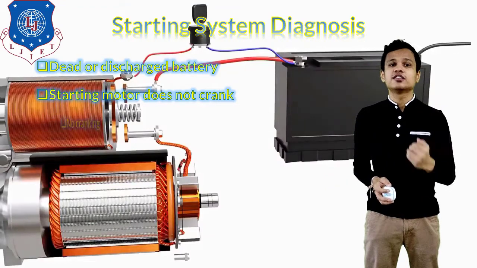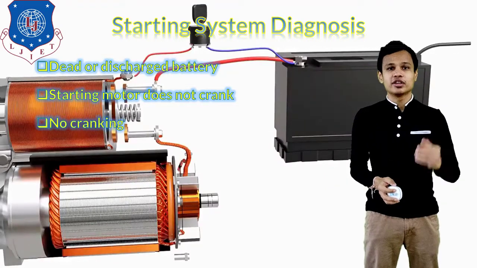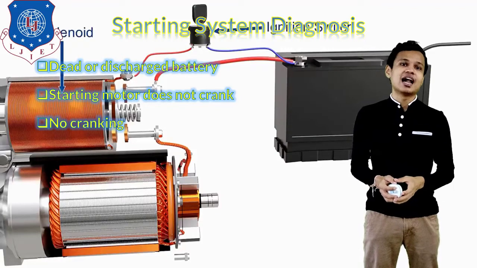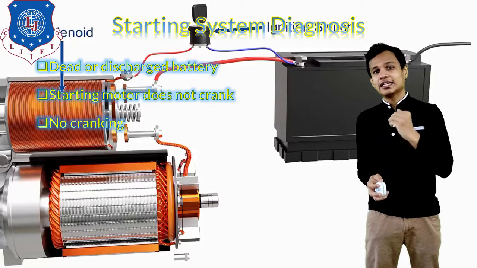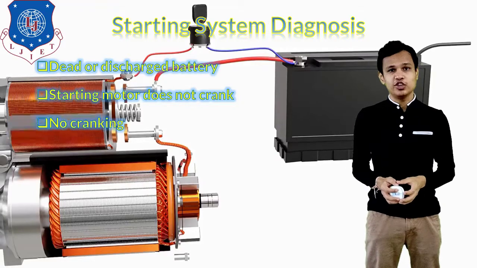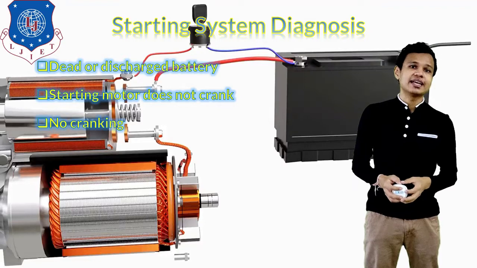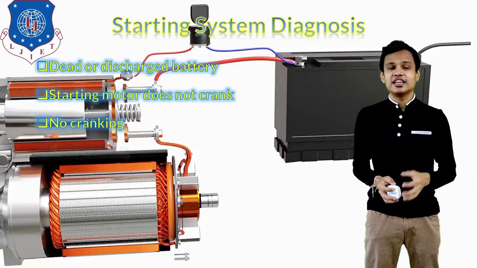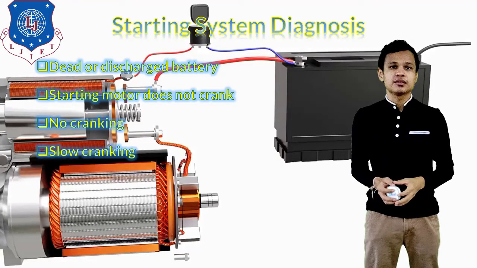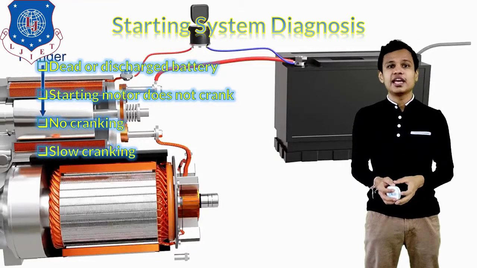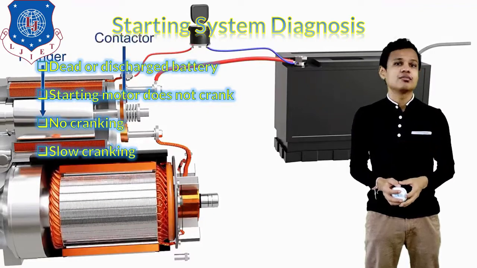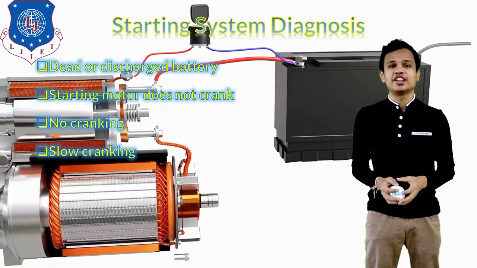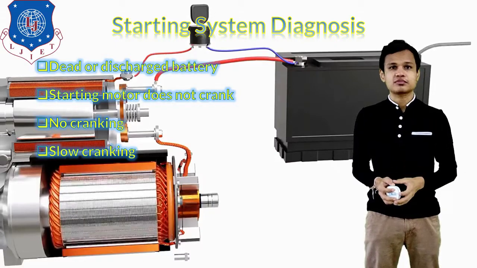Next, if there is no cranking in the starter motor, that can be a problem because of the drive that is connected to our starter motor. That drive, generally the Bendix drive that we use in the vehicle, can be faulty if we are getting no crank in the engine. And lastly, if the cranking is slow, that can also be a problem in the drive system of the starter motor. So these are the common problems associated with our starting system.